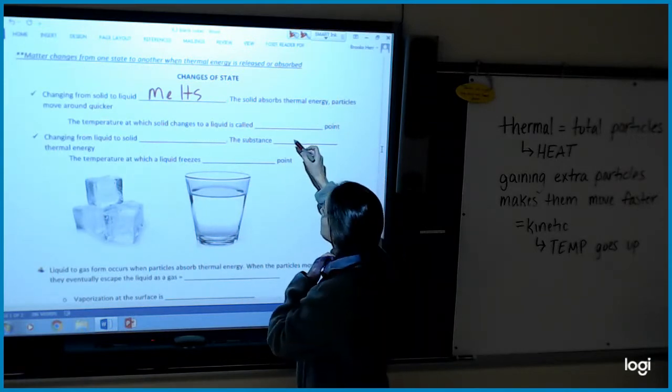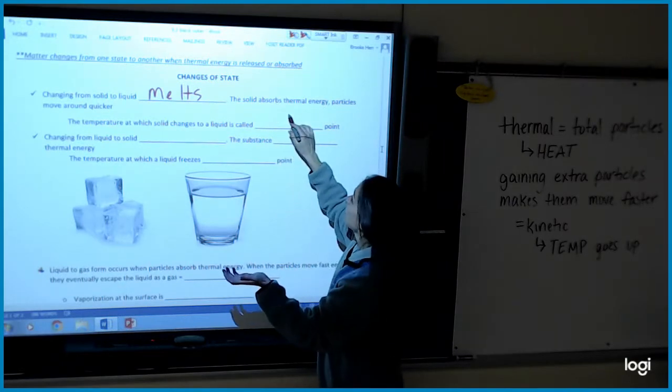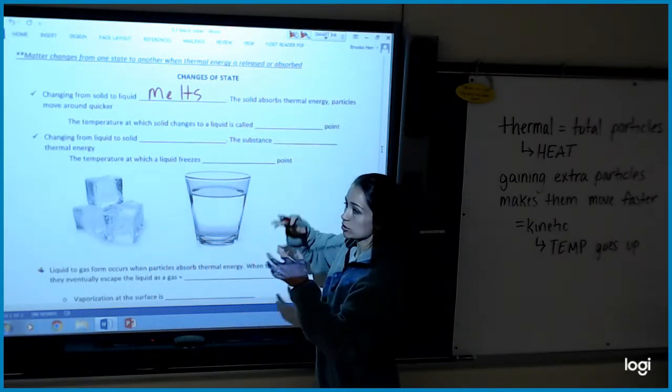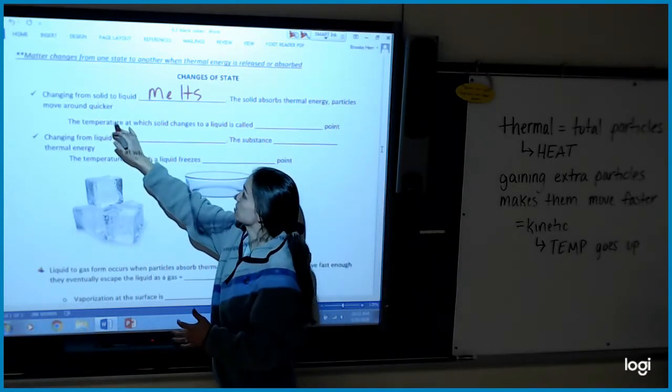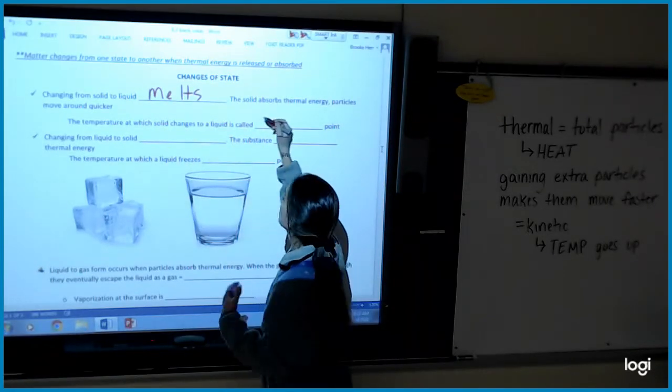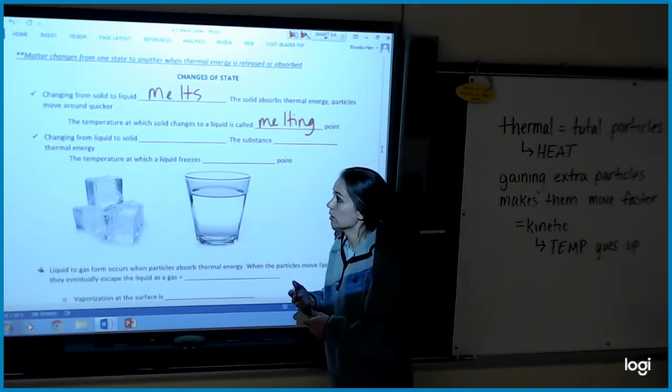The reason why it does that is because the solid substance, so we'll go with the ice cube again, gains thermal energy, the particles start to move around faster, and they turn into a liquid form. The temperature necessary for something to melt is called the melting point, and that is a vocab word, okay?